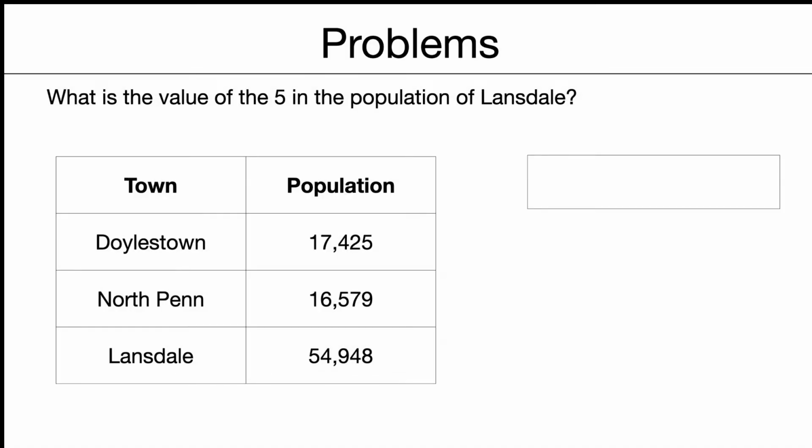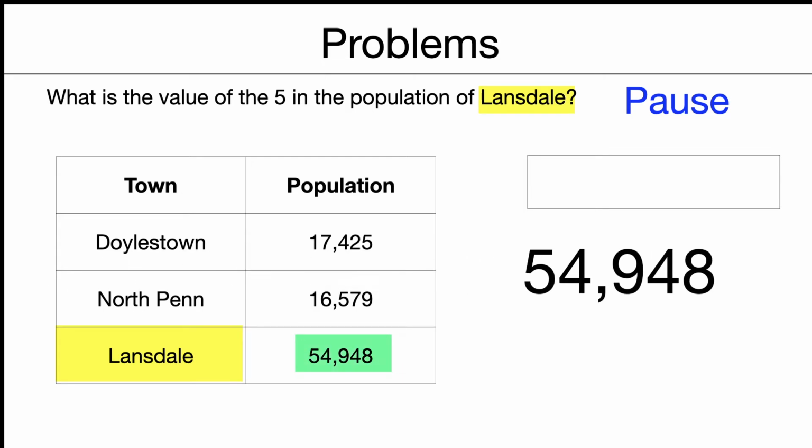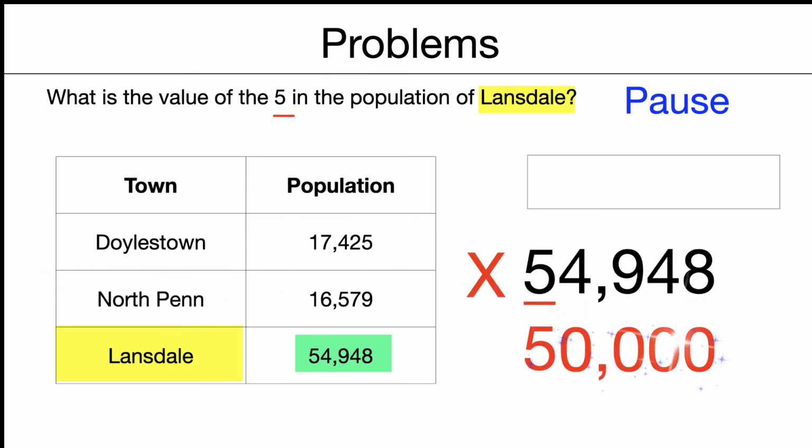What is the value of the 5 in the population of Lansdale? Pause for a second. Okay, so we're looking for Lansdale. Lansdale, that's a town in Pennsylvania. And the population is that number. Let's rewrite that number. And we want the value of the 5. Okay, well, that's easy. So we keep the 5, right, and turn everything after it into zeros. There is no number to the left this time. So our answer is 50,000.